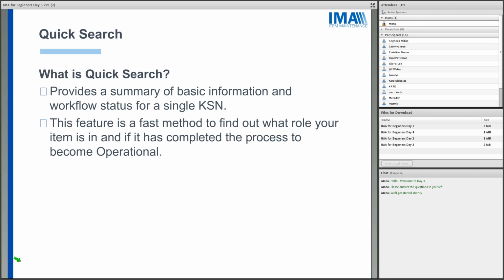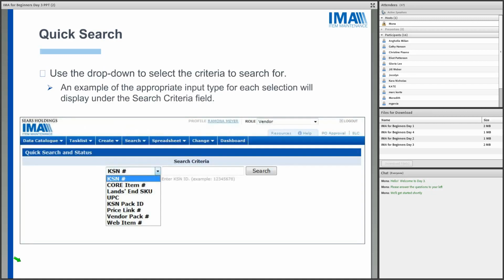So this is usually one of the first tasks that someone will do in the IMA after they log in. Before they try to work an item, usually they start off by searching for items to see if they're operational or if they're still pending. And it really just provides a good snapshot of your item.